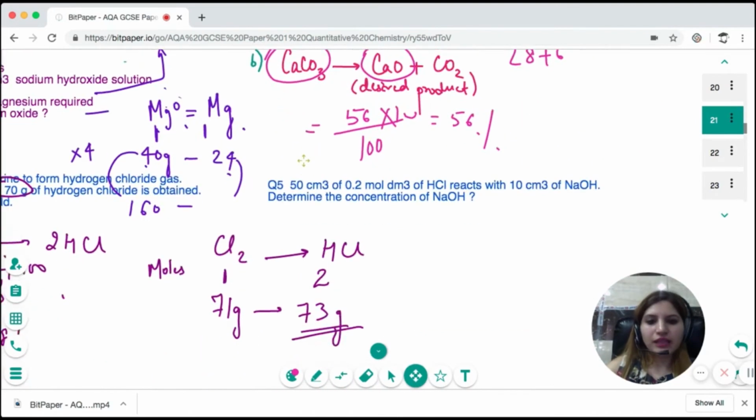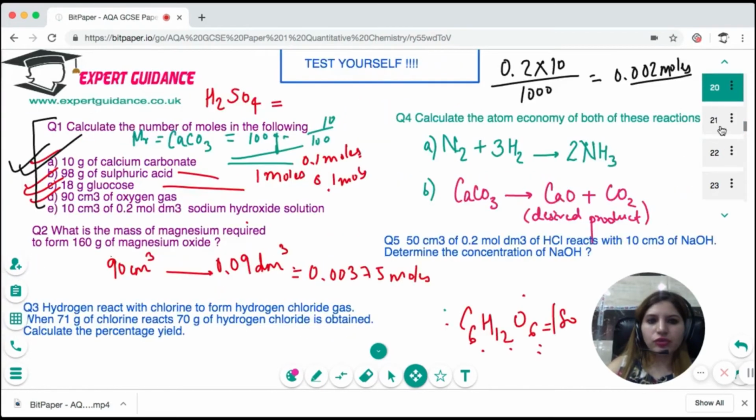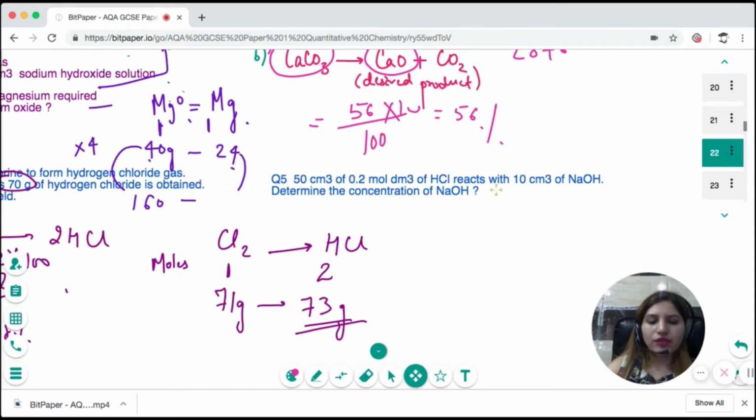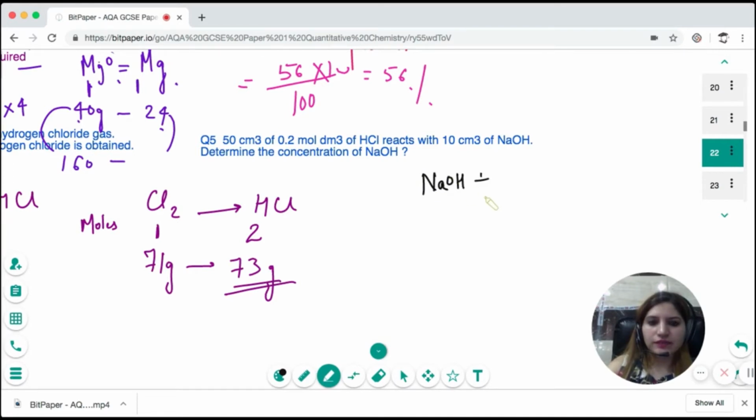Okay, now let's see the last question. It says 50 cm³ of 0.2 moles per dm³ of HCl reacts with NaOH. You need to determine the concentration of NaOH. Now remember the steps that I told you. You first write the reaction. So NaOH plus HCl give NaCl plus water.